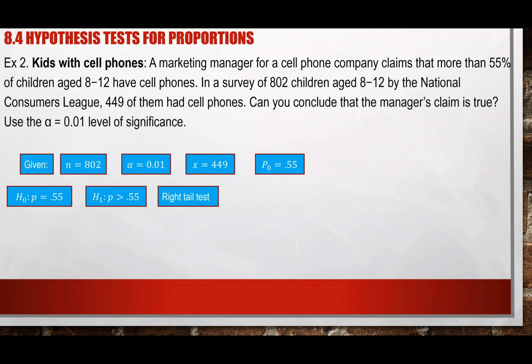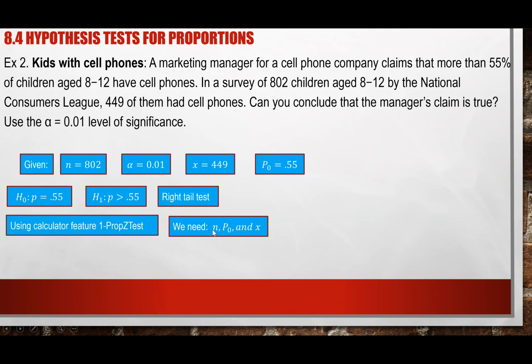Right tail tests tell us that we're looking for something greater than this given point. And once we have this, we're using our calculator, the one prop Z test. When you use the one prop Z test, you need these three items, which are the N, the P sub 0, and the X. They give us the N, they give us the P sub 0, and they give us the X. Like I mentioned, compared to the previous Facebook problem, the Facebook problem doesn't give you the X. You have to manipulate your equation to find that X value. But this one, they give you the X.